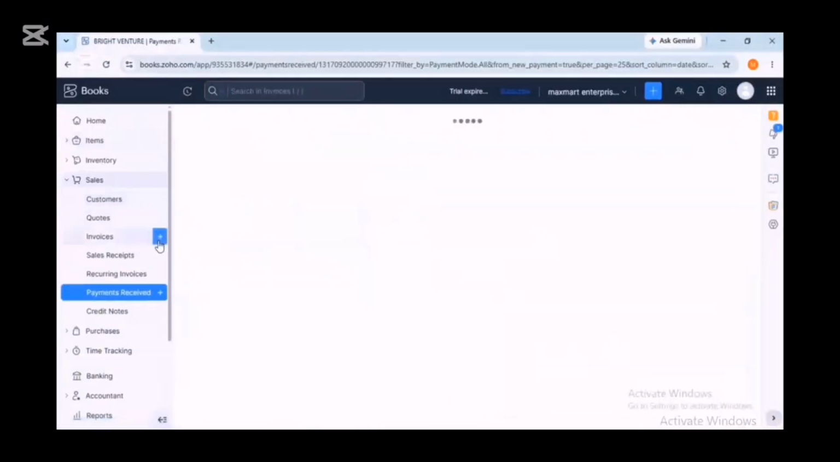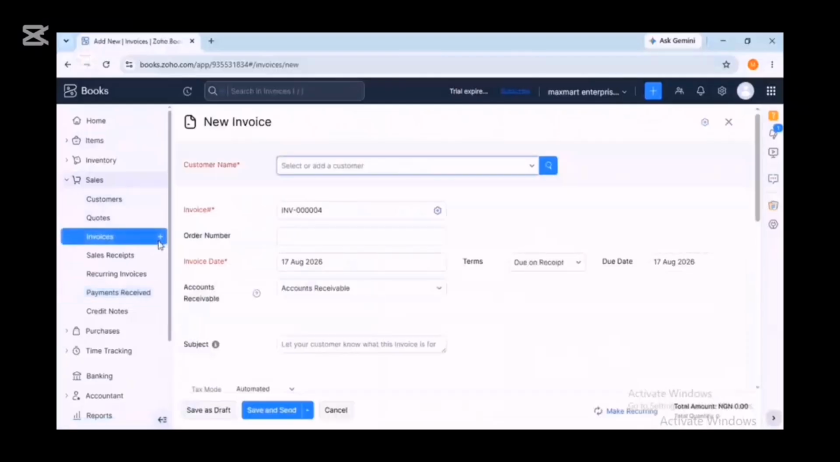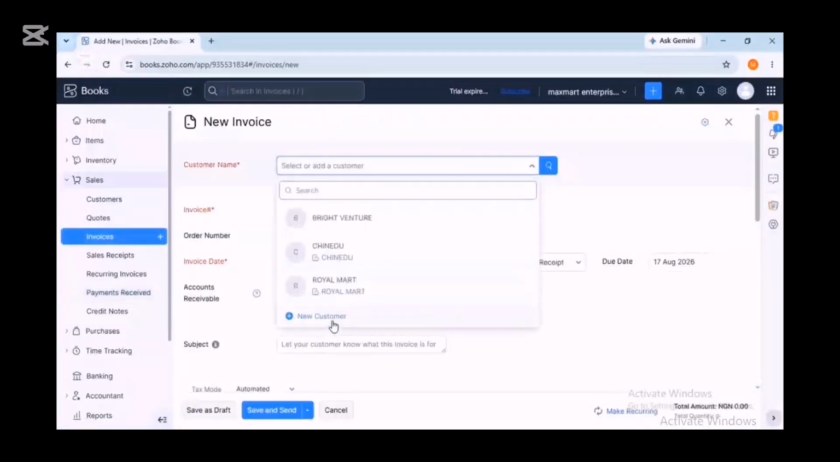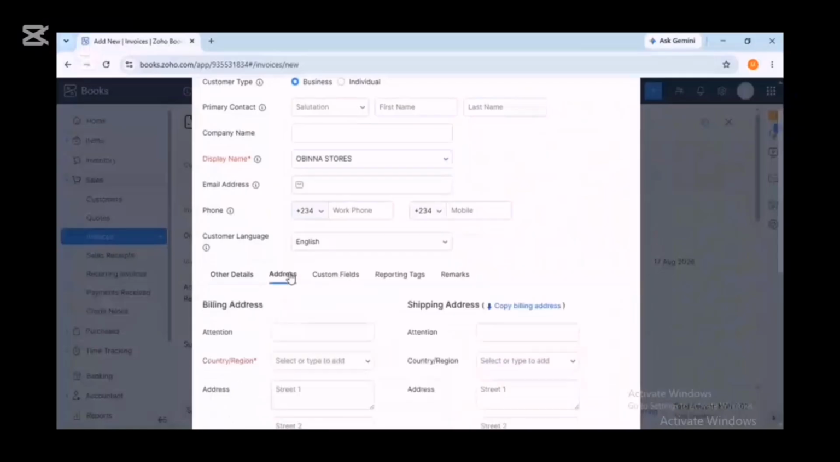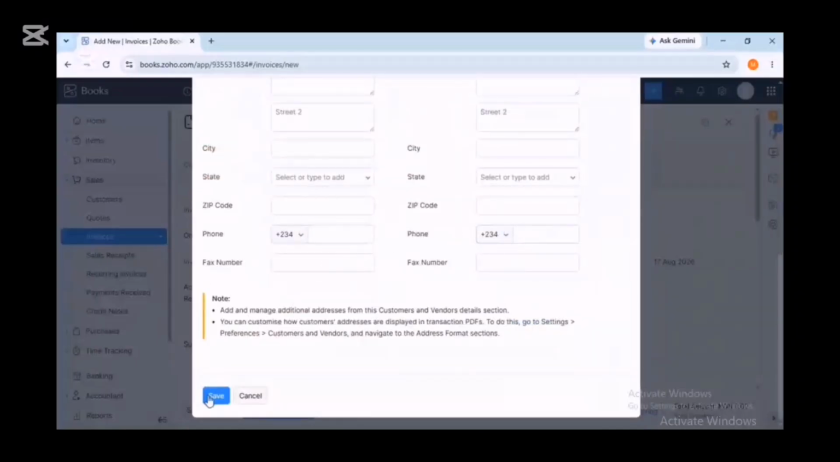let's add it. So let's add up the customer first, as Obinna. Obinna Stores. He's a customer to the business. So let's add him first before, let's put address Nigeria definitely. It's a vendor within the country, a customer within the country. So let's save up.